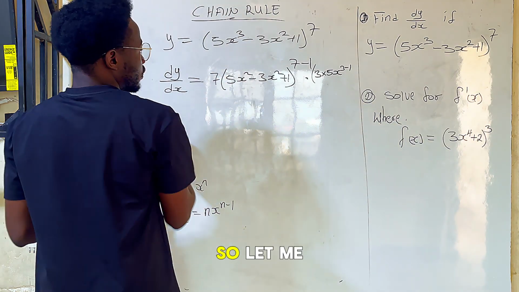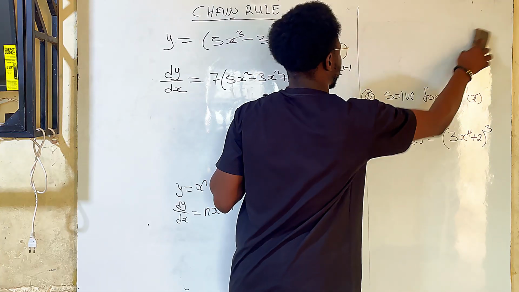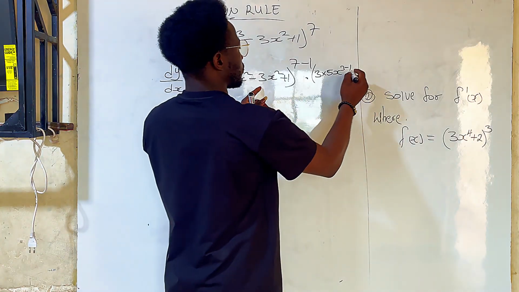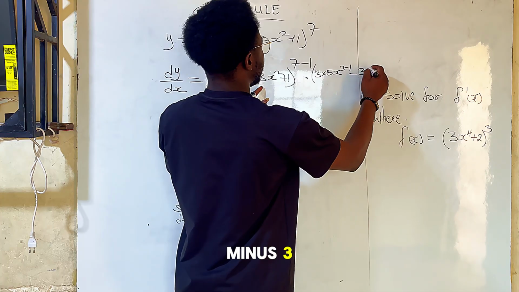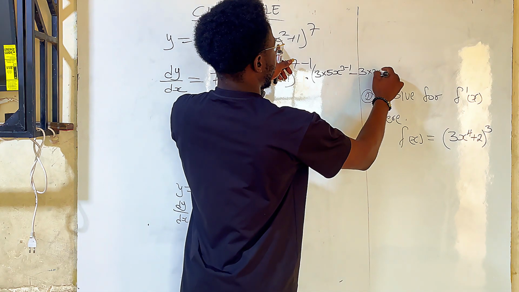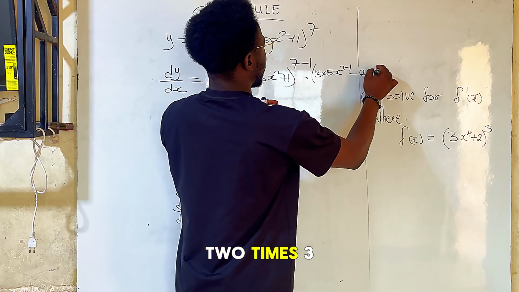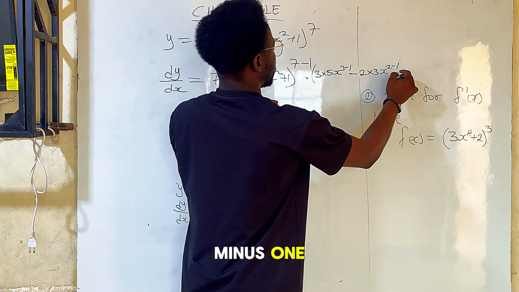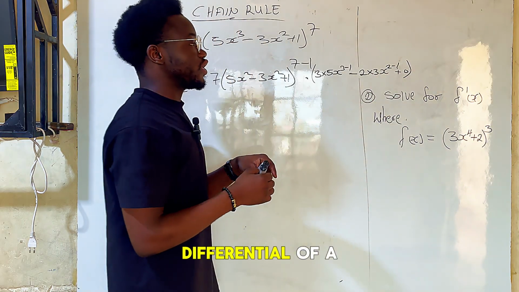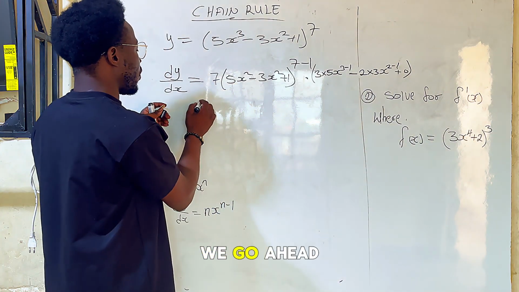So let me clean this portion off. Minus 3 times 2 times 3x exponent 2 minus 1 plus 0, because the differential of a constant is 0, so that portion is 0. Now we go ahead and simplify.